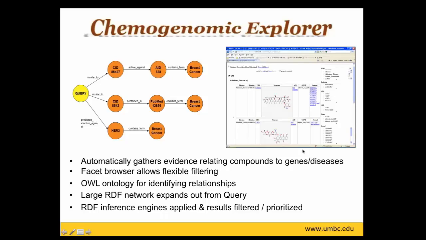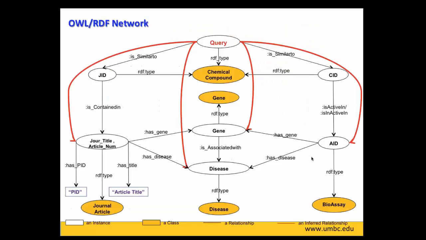So I will show another screen to see this fancy browser we created, so the user can do automatic flexible filtering based on the results. This is a very simple structure to show you the chemogenomic sectorial ontology, the relationship. So we have a very simple structure.